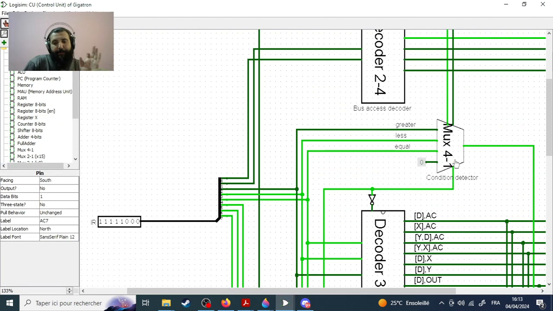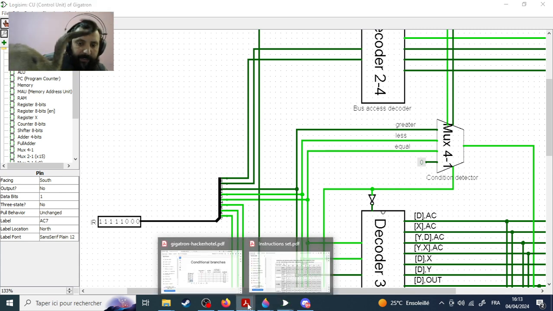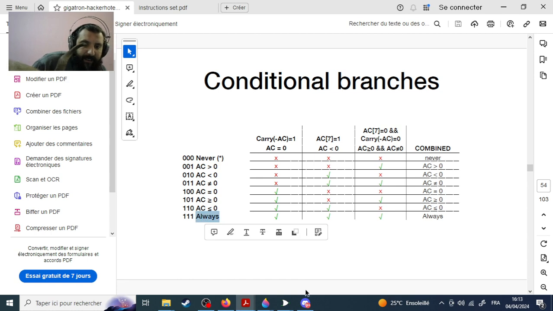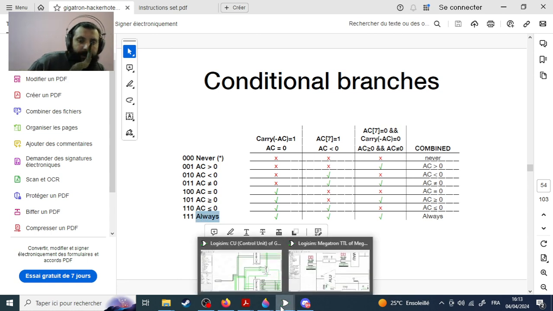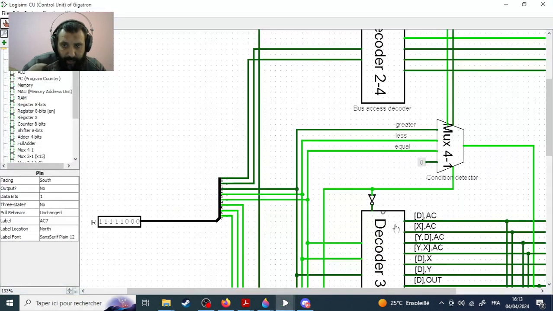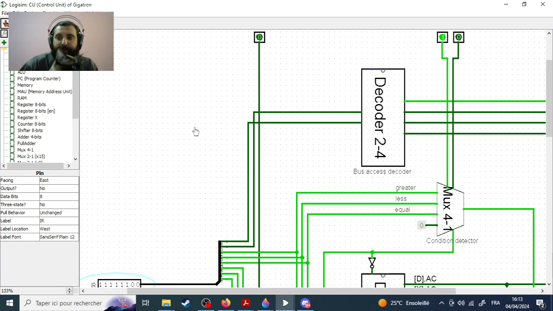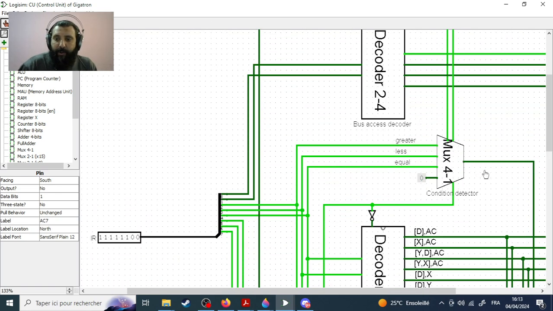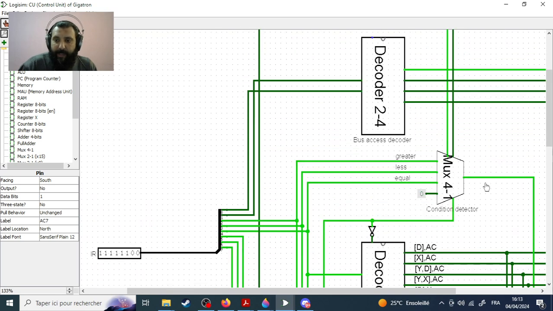We actually finished. We tested all the possibilities. What are the possibilities? We tested all the possibilities. We have the last one, always. Always, it's a jump. Always we call that a jump. A jump means that whatever the results of C and AC, we have always the condition true.